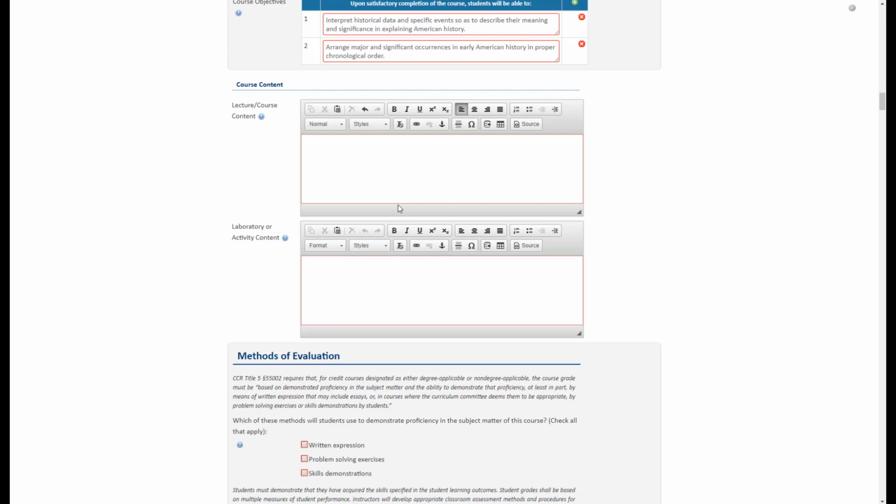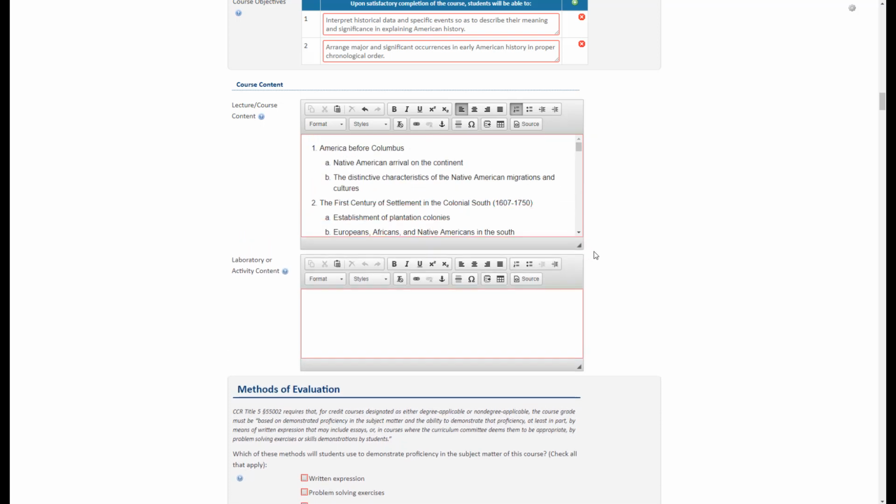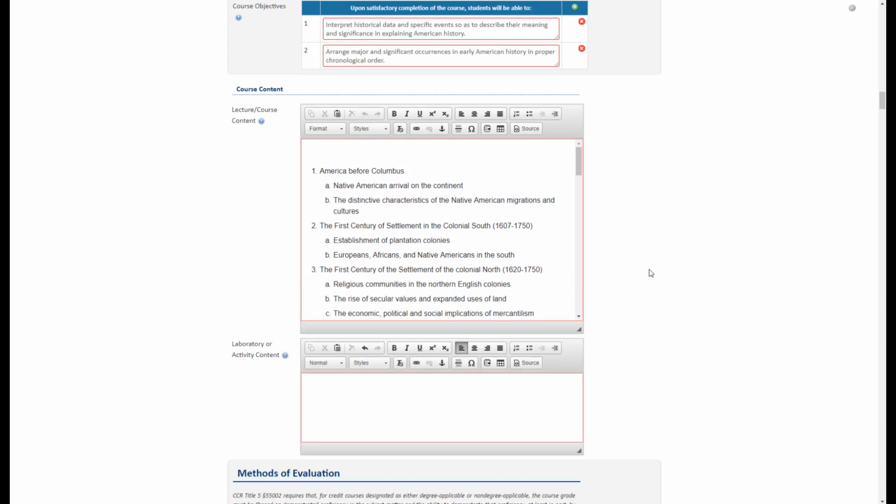You can add optional content, just write optional next to it, and there is spell check, which is great, and all your standard formatting tools. The best way to do the outline formatting is to select the numbered list function. So I will do that and put our sample course content in. And remember, you can adjust the size of the box by dragging the arrow in the corner.